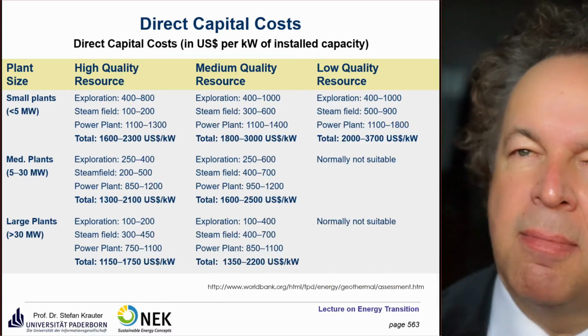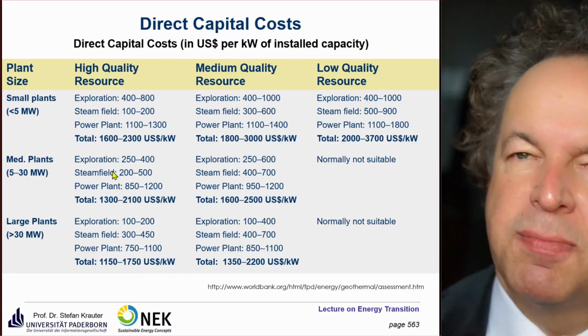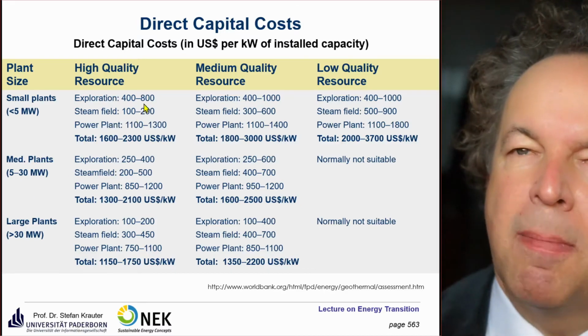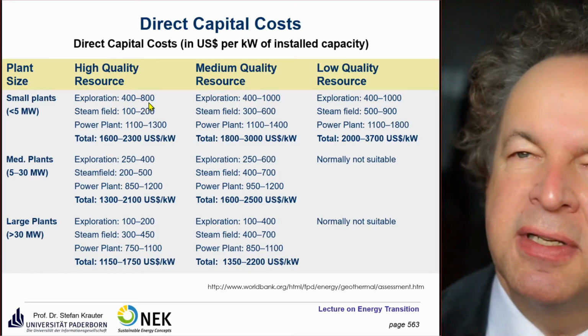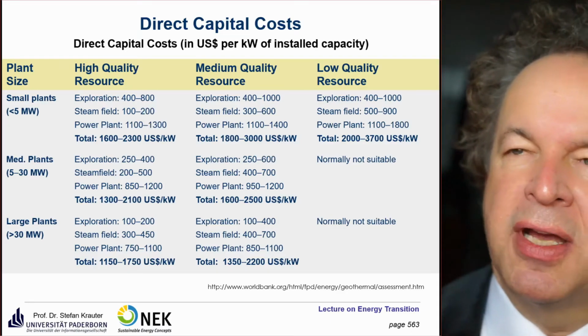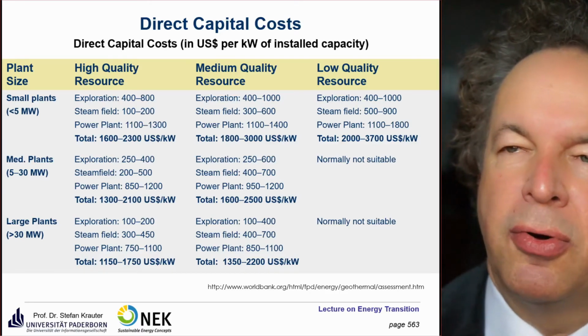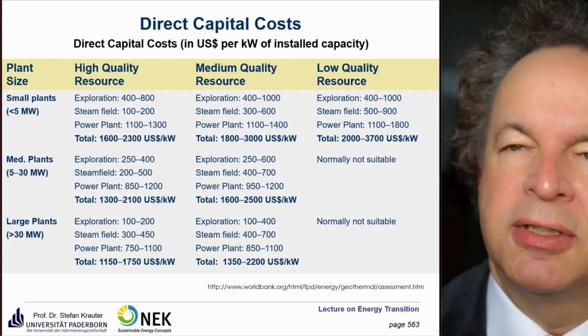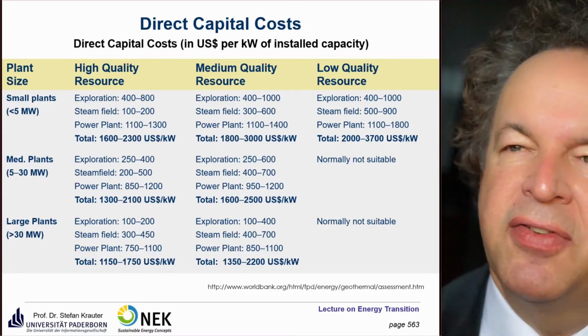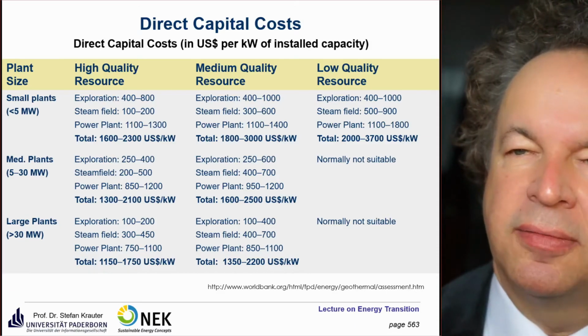So here are some examples of direct capital costs, what you spend for exploration per kilowatt of installed capacity. Remember, just a photovoltaic power plant is nowadays in the vicinity of about 1,000 euro, or $1,000, per kilowatt. And here you spend significantly more, but you have this high availability and the high capacity factor.